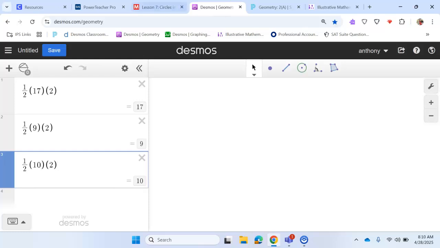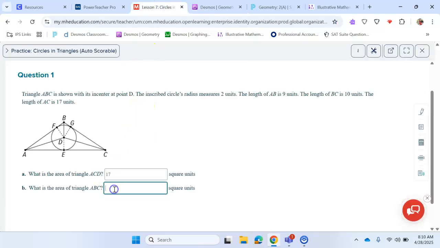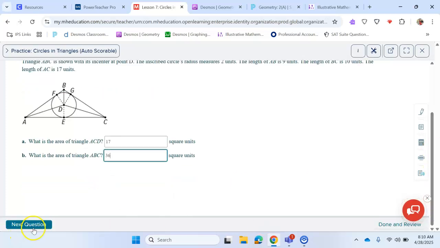The area of the triangle would be these added together. So 10 plus 17 is 27, plus 9 is 36. The area of triangle ABC is 36 square units.